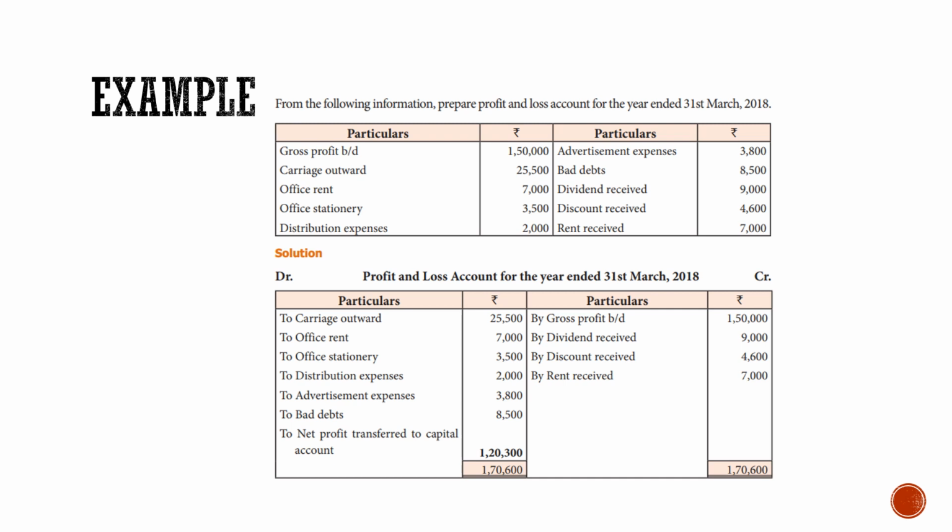If you add this and this, you get a higher value on the credit side, that is 1,70,600 after adding. Now you have to subtract these values from this 1,70,600. Now you get 1,20,300. So that is the net profit. If you add everything, the final value will be equal to this, because we are subtracting the sum from this. 1,70,600 minus these complete things, that is carriage outward to bad debts. Thank you. We'll see balance sheet in next class.